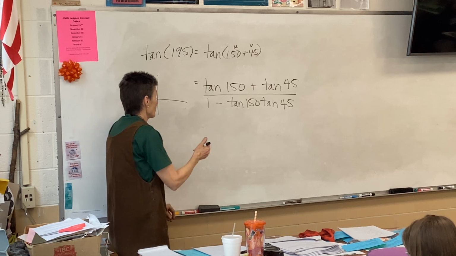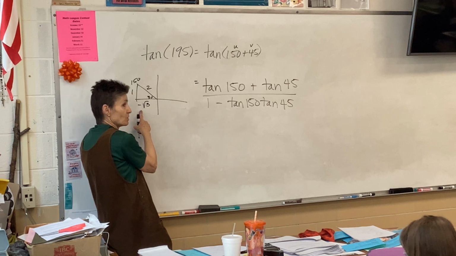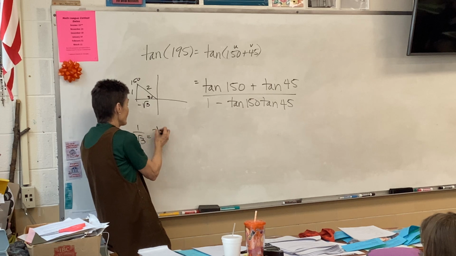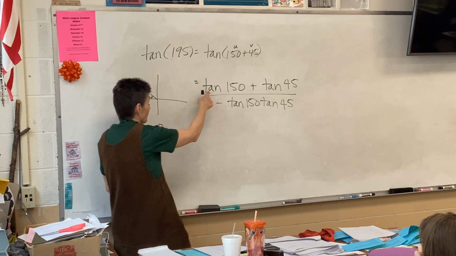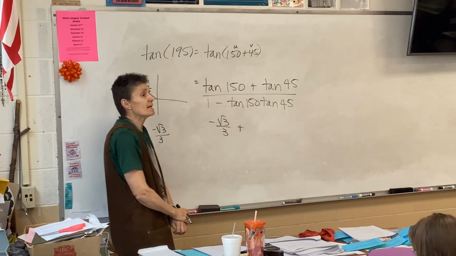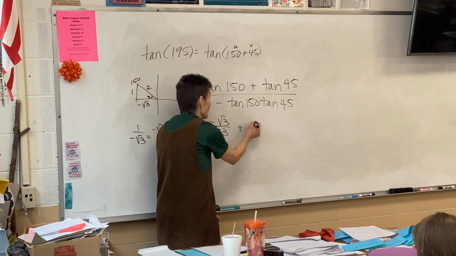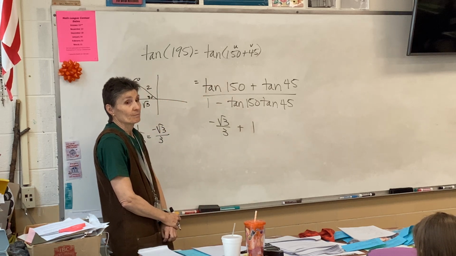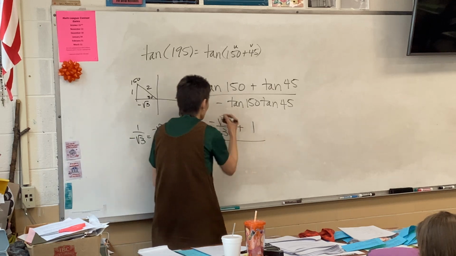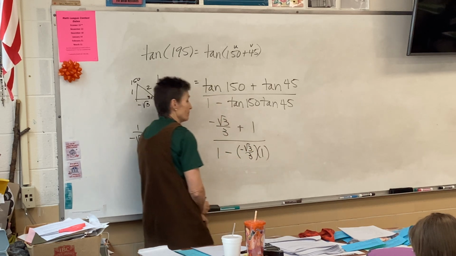Now, we've got to start plugging in numbers. So I need the tangent of 150. So look over here at this picture. The tangent would be 1 over negative root 3, or negative root 3 over 3. So I'm going to make that negative root 3 over 3. Plus, what about the tangent of 45? 1. The tangent of 45 is just 1, isn't it? Remember, sine and cosine match. And then the same numbers go down here. So 1 minus negative root 3 over 3 times 1.